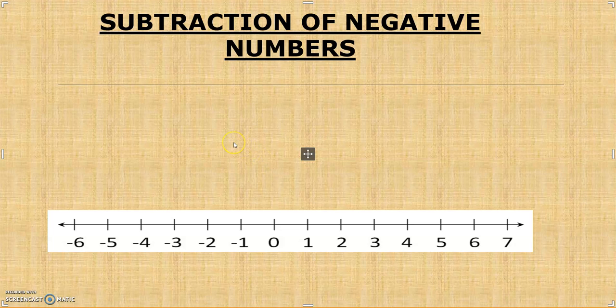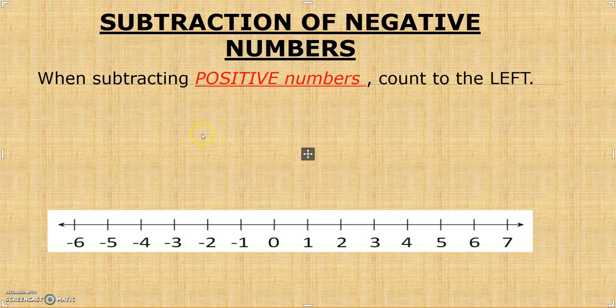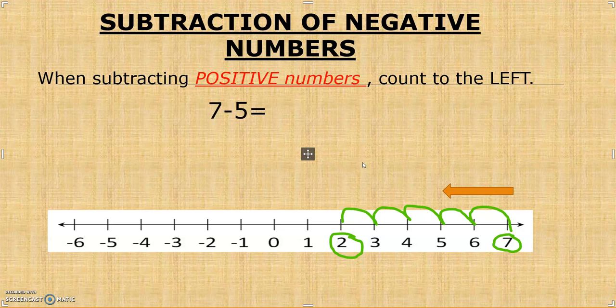Subtraction of negative numbers. Let's use our number line also to understand further the concept of negative numbers. When subtracting positive numbers, normally we count to the left. For example, we have 7 minus 5. Here is our 7. Counting to the left, or counting down by 5, the answer is 2. So 7 minus 5 is 2.